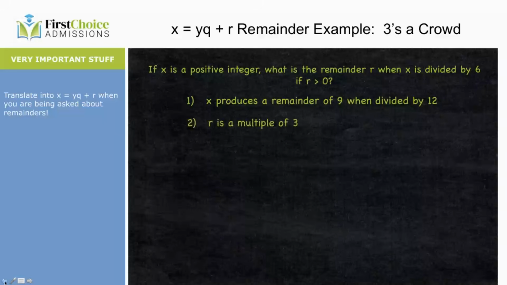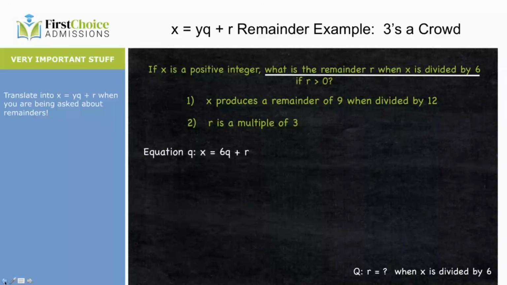All right, as always, let's look back and see what we've just been asked to find. We need to figure out what the remainder is when x is divided by 6. And what do they give us in the question? They tell us what is the remainder r when x is divided by 6, and in math, we're going to translate that to mean x equals 6q plus r.